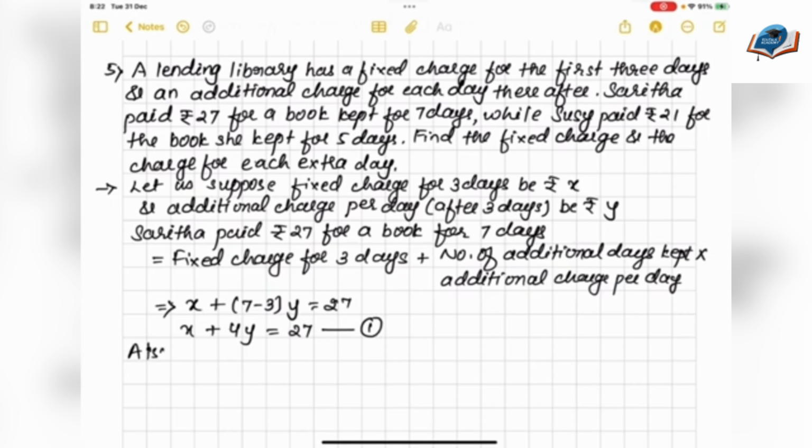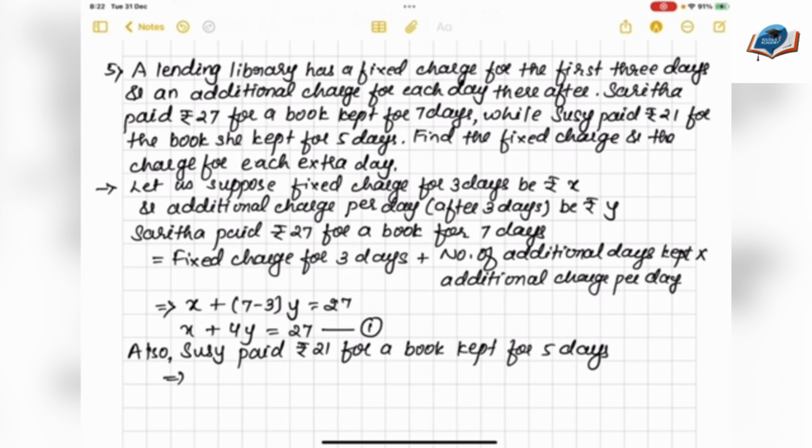Also, Susie paid rupees 21 for a book kept for 5 days. So similarly, Susie's charge will be x plus (5 minus 3)y equal to 21. So that implies x plus 2y equal to 21. Now two equations I have got, 1 and 2.